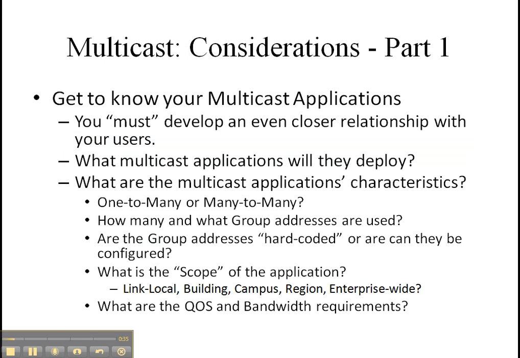Now, things to consider when you're deploying an IP multicast for the first time. Number one, first and foremost, you need to get to know your applications.